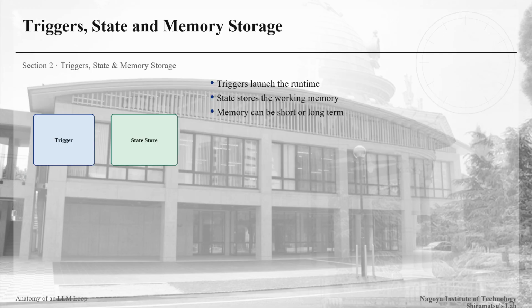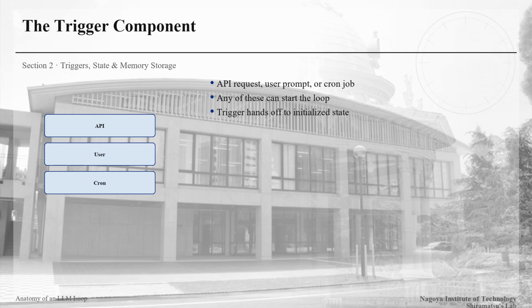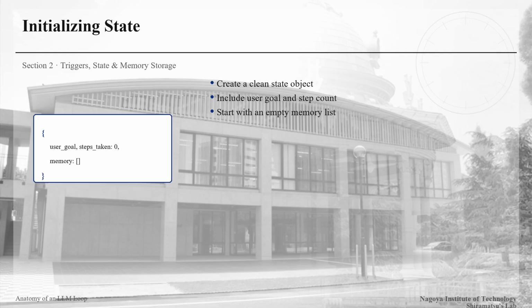Section 2 covers triggers, state, and memory storage that keep a loop running. A trigger can be an API call, a user prompt, or a scheduled job. It launches the loop runtime. State often begins as a dictionary with the user goal, steps taken set to 0, and an empty memory list.